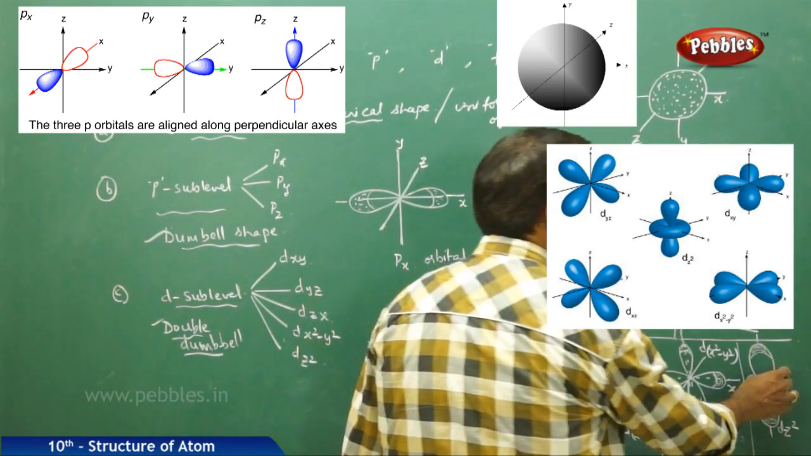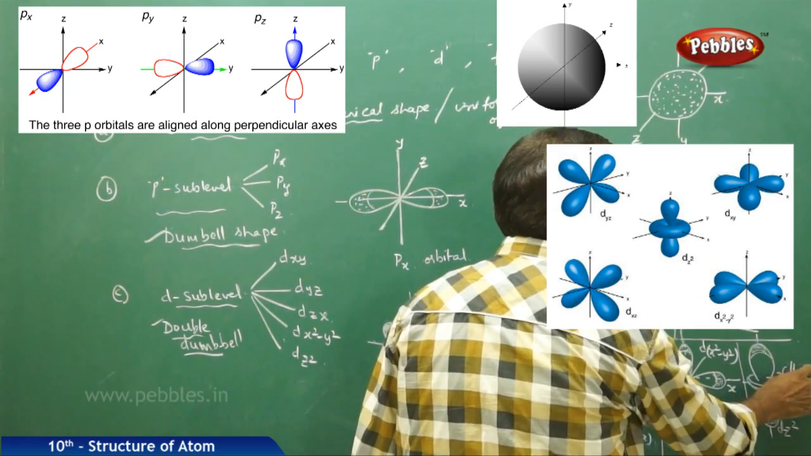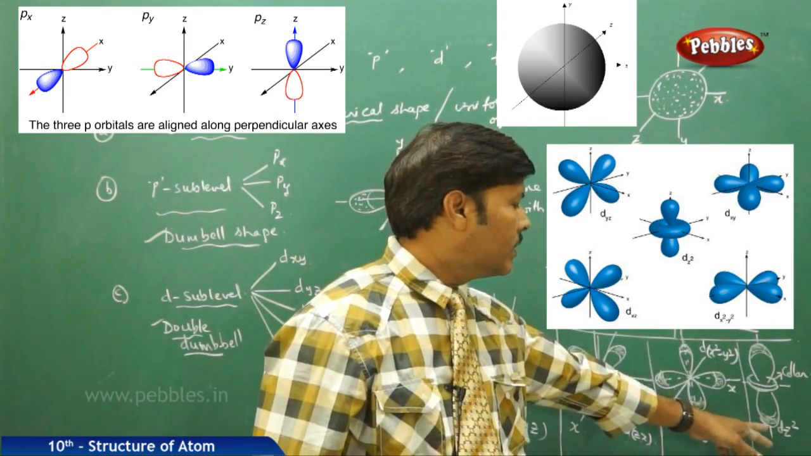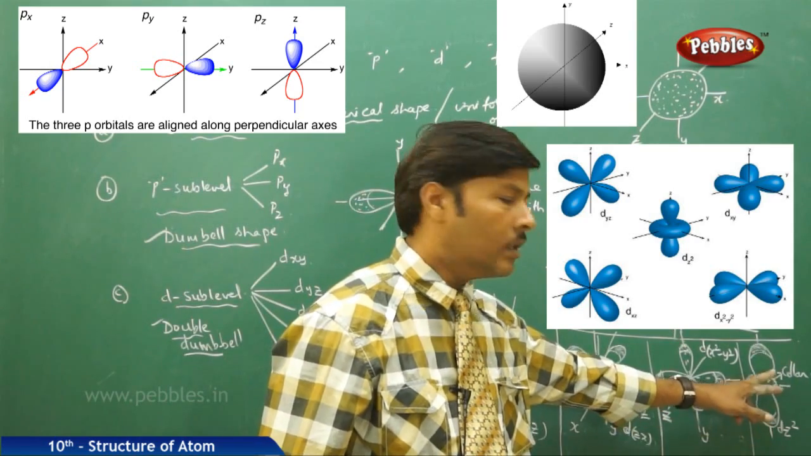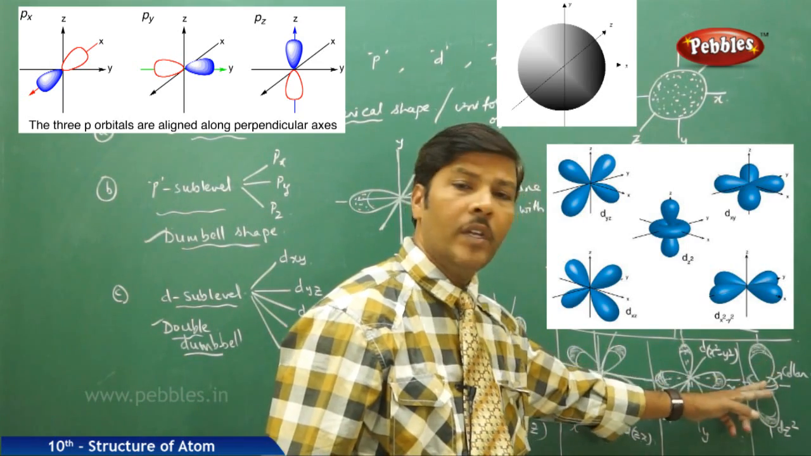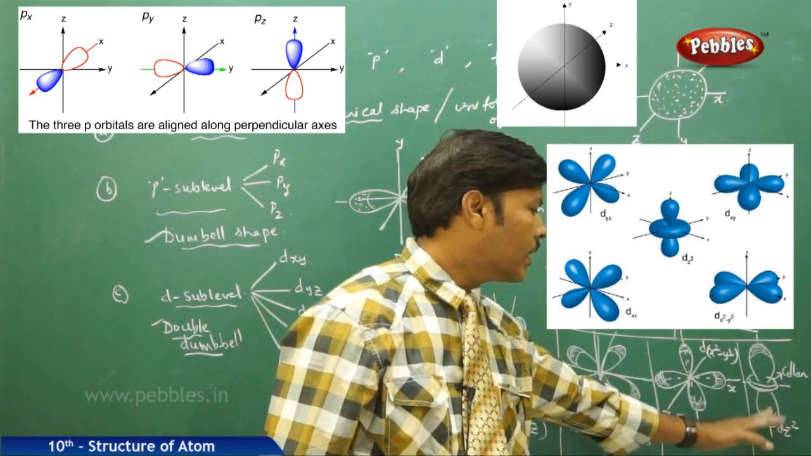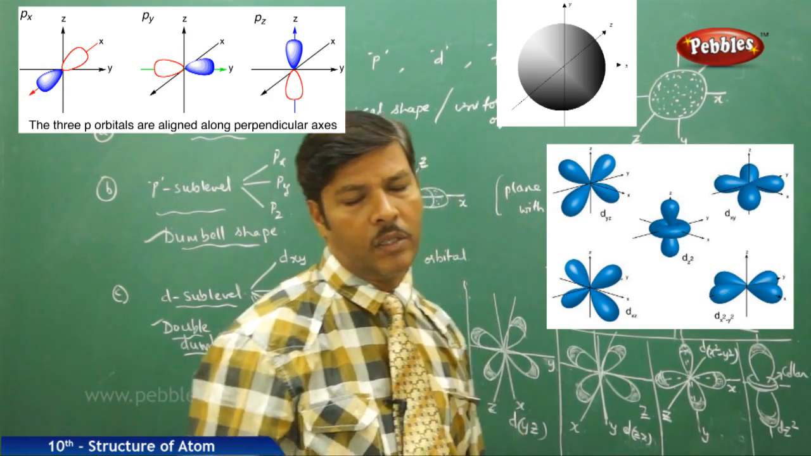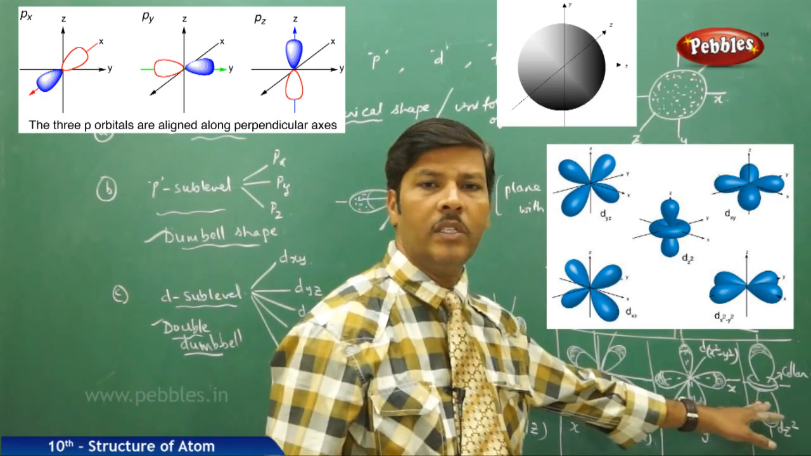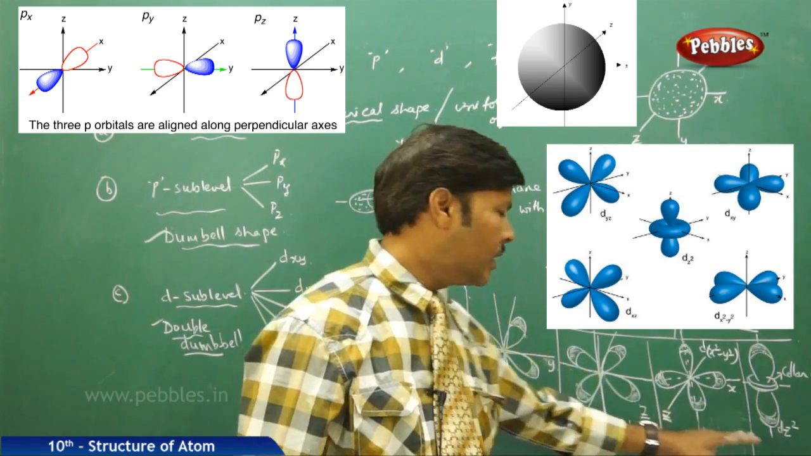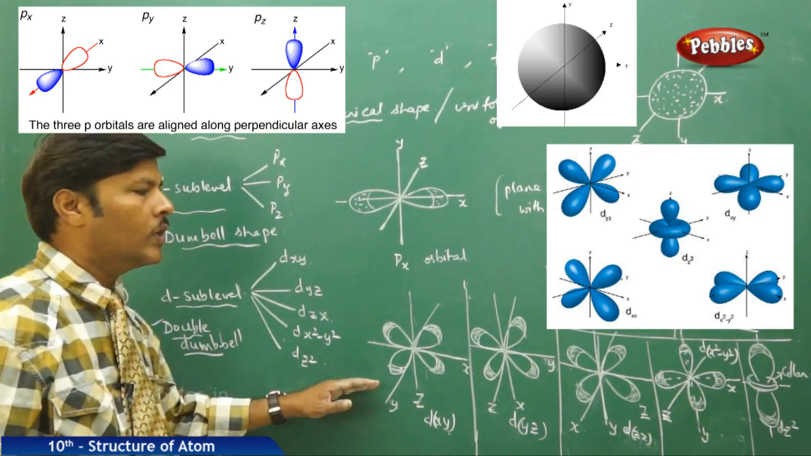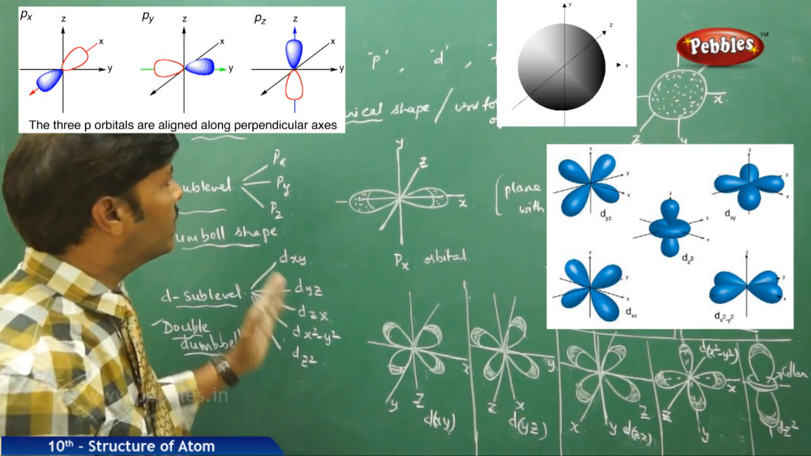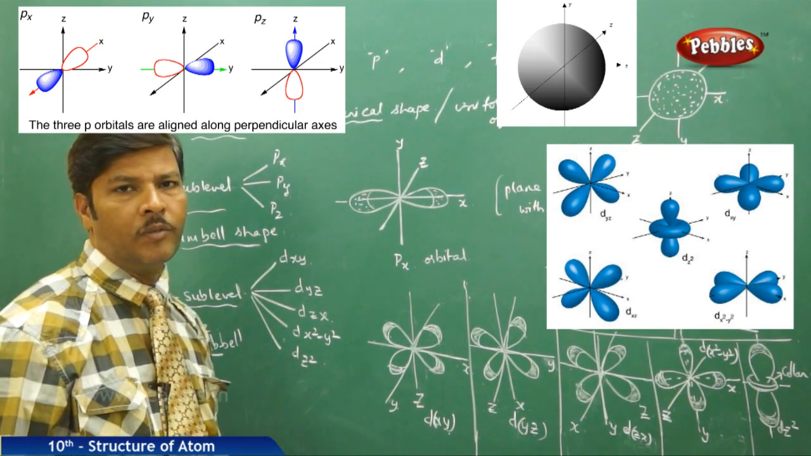Here there is a collar-like thing, which is the dz square orbital, and it has two lobes. The electron density is across the z-axis. The two lobes in the dz square orbital are separated by a collar, giving a dumbbell-shaped structure. Only dz square has a dumbbell-like structure, but the remaining four d orbitals are all double dumbbell in shape, and this gives us the complete information about the shapes of orbitals.